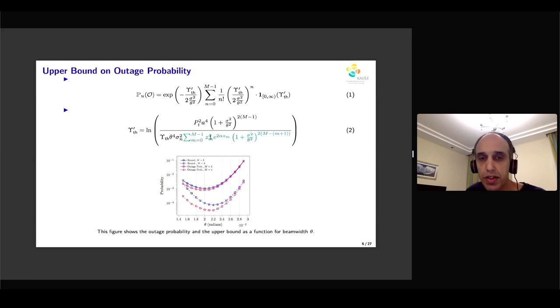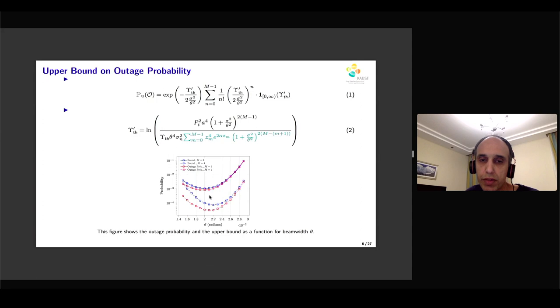So in this case, I will try to minimize the upper bound on the outage probability as a function of these link distances, right? Here we can see that in order to minimize the upper bound, I need to maximize my gamma th prime. This can be shown easily. In order to maximize my gamma th prime, I need to minimize this vector that contains these link distances, right? Before I move on to my results, I show you this curve where the red curve shows you the true outage probability and the blue one is the upper bound.